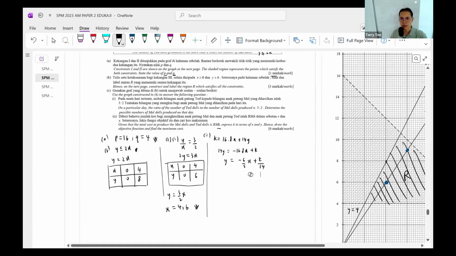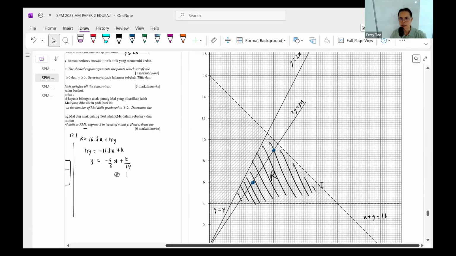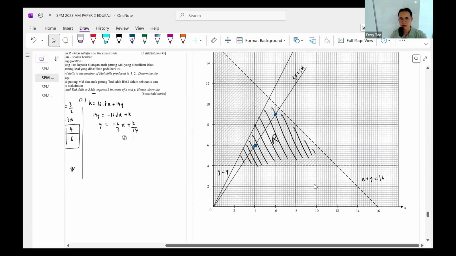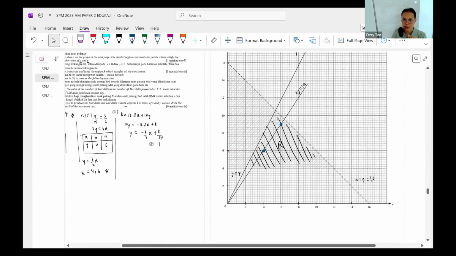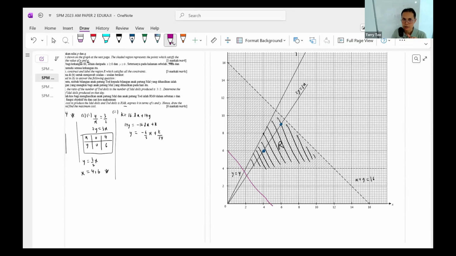So where is it? You can draw anywhere, but maybe I start with a purple line. I use a different color, easier to see. 6 over 5 is here. Wow, really hard. Sorry, my line cannot work. One more time. 6 over 5.